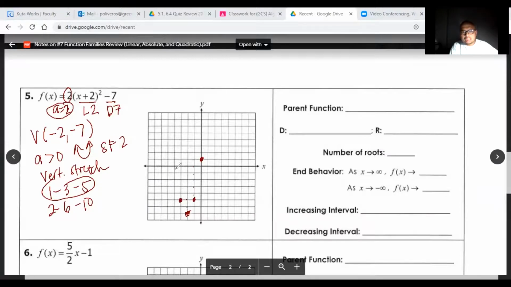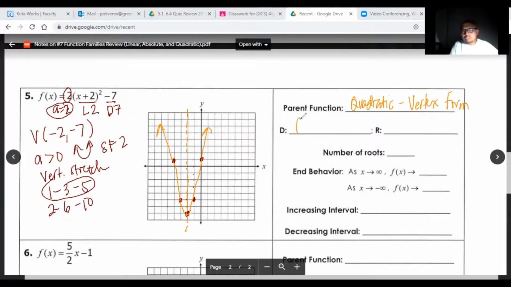So I'm going to get the reflection on the other side, and I will connect my parabola. Should be a U shape. And we know this is the axis of symmetry. All right, so this is also a quadratic. You can also add this is in vertex form.